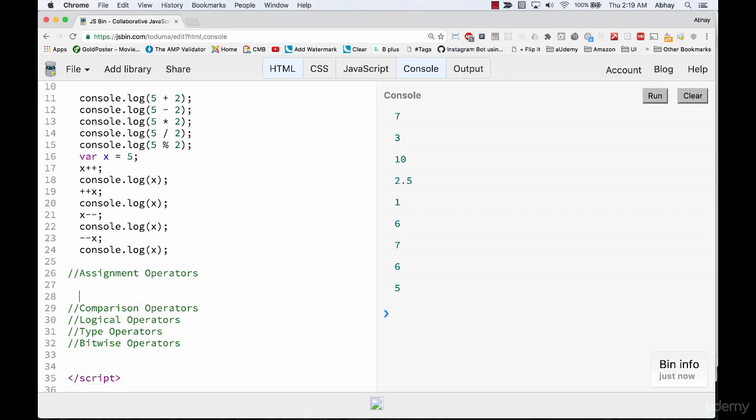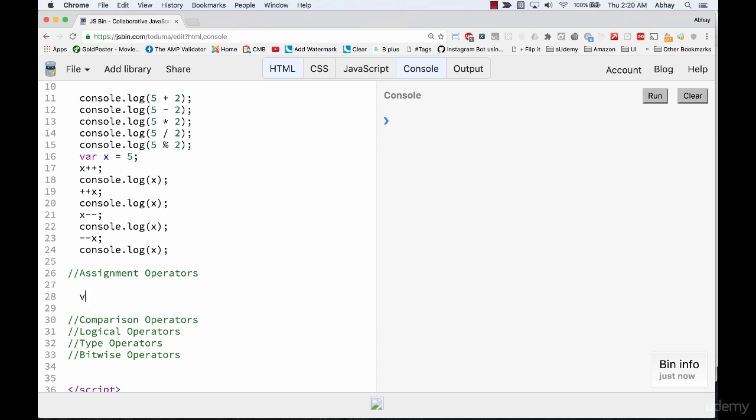The next, of course, is the assignment operators. Now, assignment operators, honestly speaking, are very simple. There is only one operator and that is the equal sign. However, the equal sign along with the combination of other operators gives us more than one assignment operator.